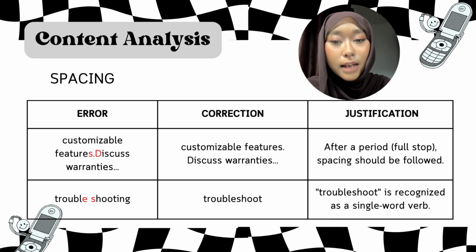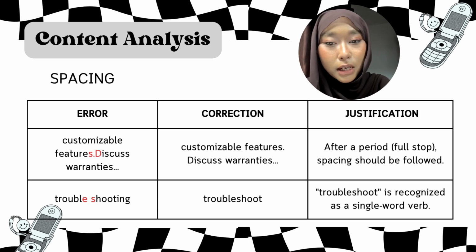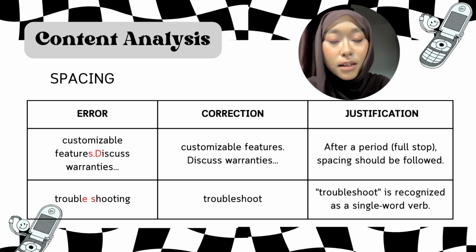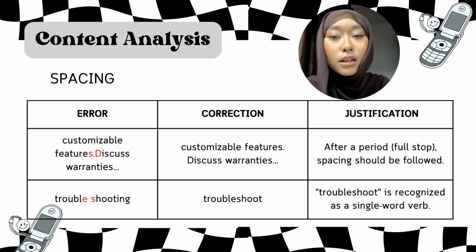So, the next one is troubleshooting. Troubleshooting is a noun, with no space between trouble and shooting. But in this context, it is supposed to be a verb. So this is why the correction I chose is troubleshoot instead of troubleshooting.